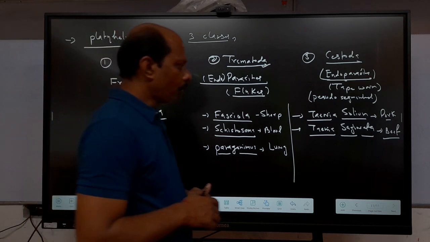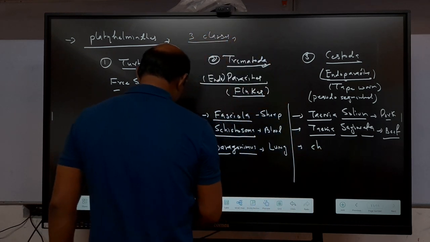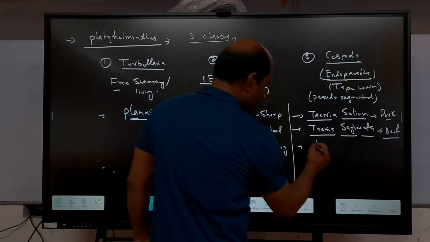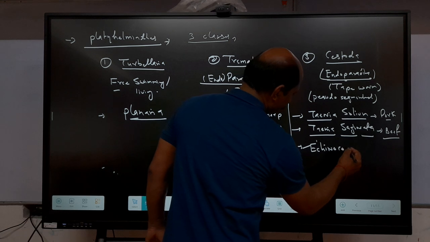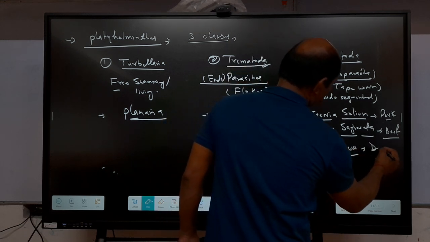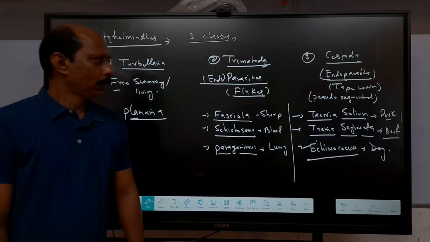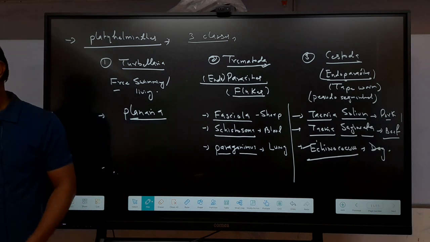Echinococcus is also there. Look here, why do I write Echinococcus? Because sometimes we think echino means it is Echinodermata, but this one does not belong to Echinodermata. Echinococcus is present in dog. These are the examples of flatworm, Platyhelminthes, in which three classes are there, right?